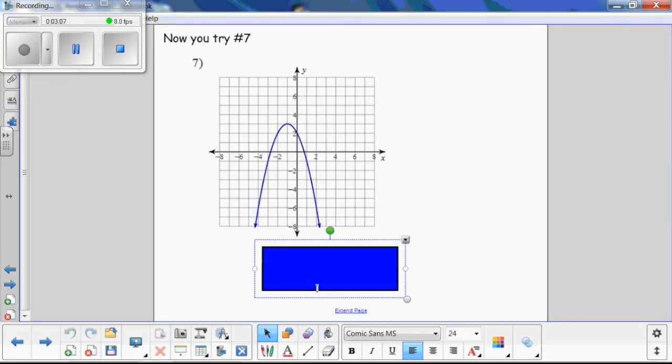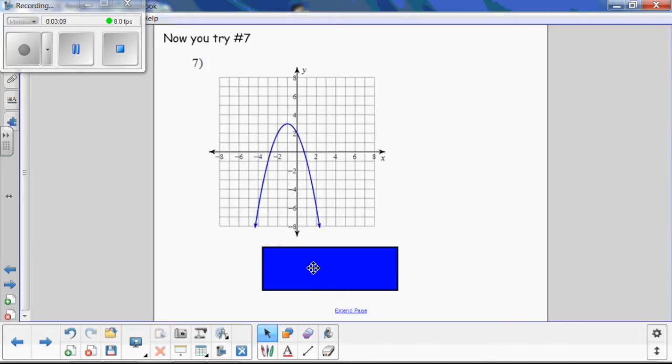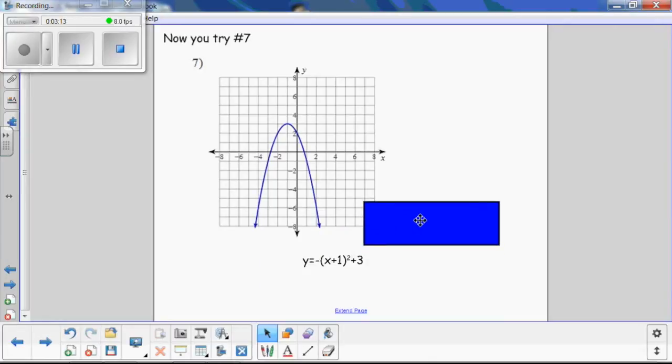Number 7, you try that one. Your answer should be y equals -(x plus 1) squared plus 3.